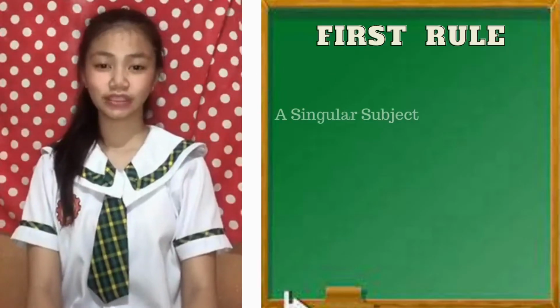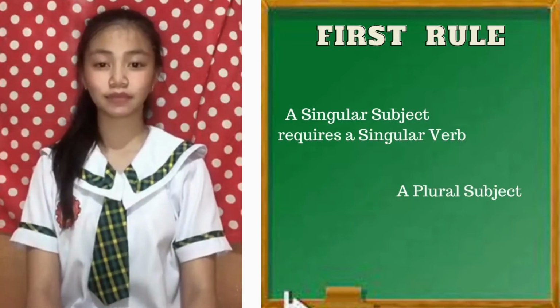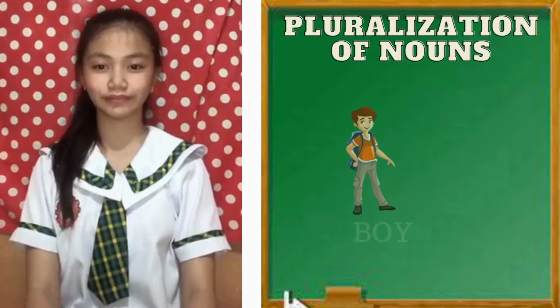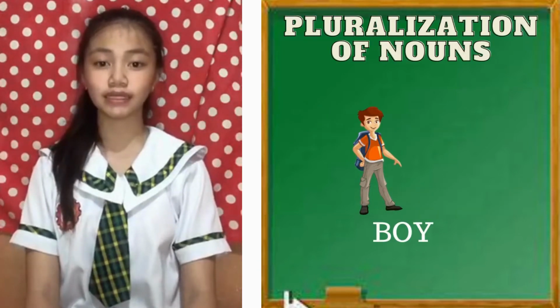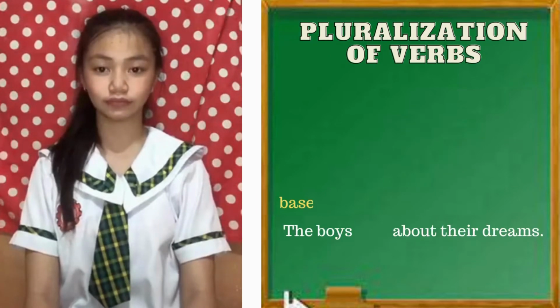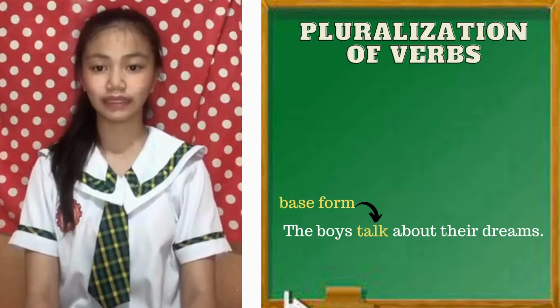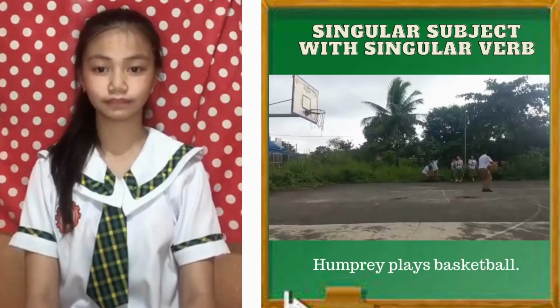First rule: a singular subject requires a singular verb. A plural subject requires a plural verb. In contrast with pluralization of nouns, where we add s at the end of the noun, the plural form of the verb doesn't have s at the end. It is in its base form.